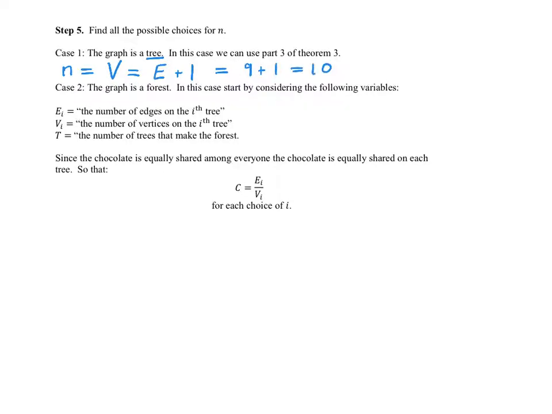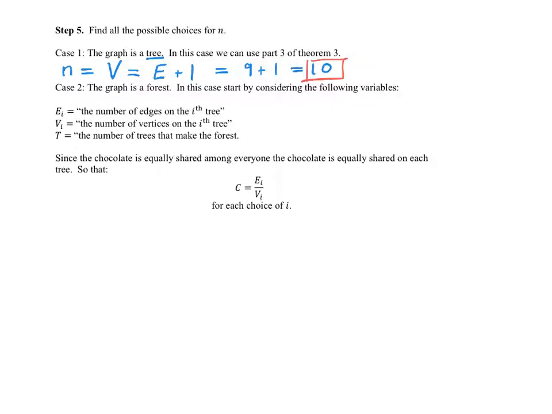So lo and behold, that is the example that we came up with, where we have a tree as n equal to 10. Every other possibility that you come up with as a tree, it must have 10 as the result. And anything else that we come up with must be a forest. So any other n value would be case 2, where we're looking at a forest. So let's move on to that.